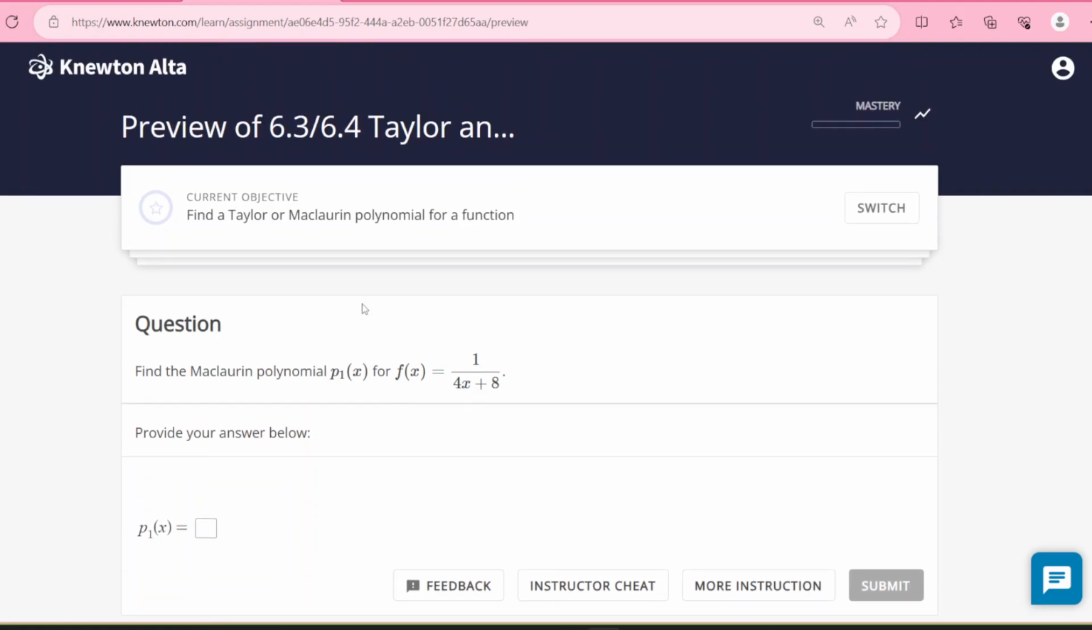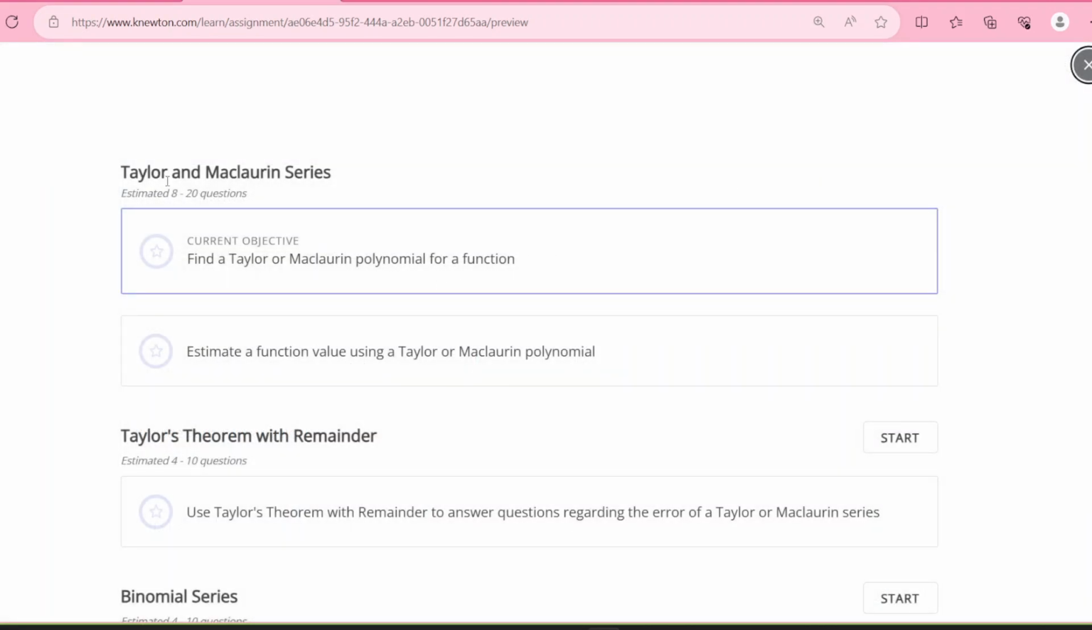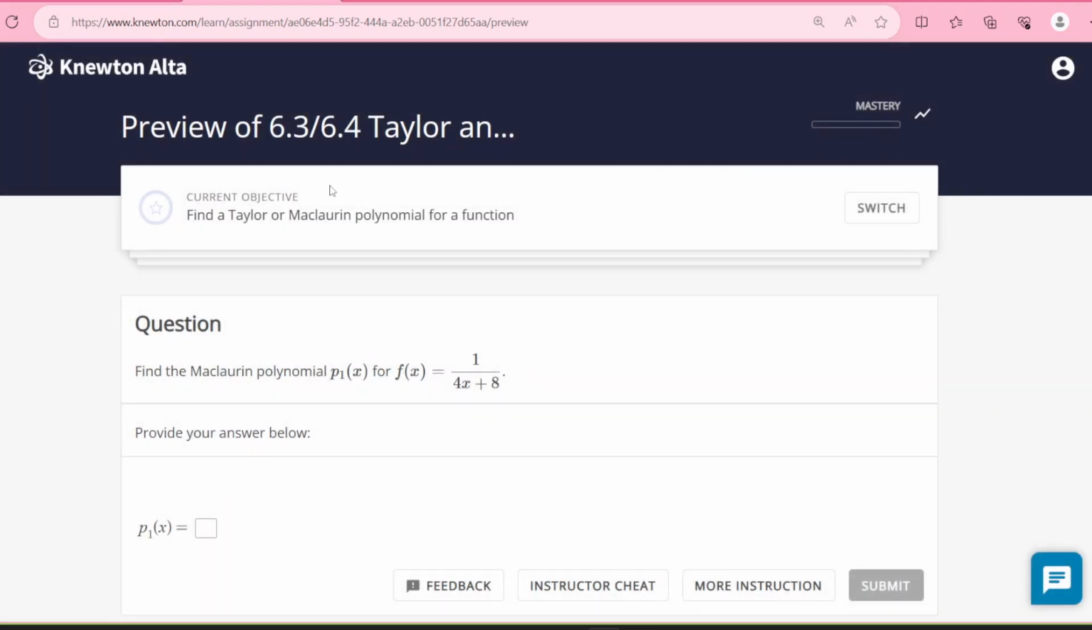All right. So the first of these 2, again, I'm doing just these 2 sub-objectives here for this big heading Taylor and Maclaurin series. The first of the sub-objectives is find a Taylor or Maclaurin polynomial for a function. So I'm going to describe what a Taylor polynomial is, what a Maclaurin polynomial is, and also a Taylor and Maclaurin series, a power series to represent a function. So we'll start with that.